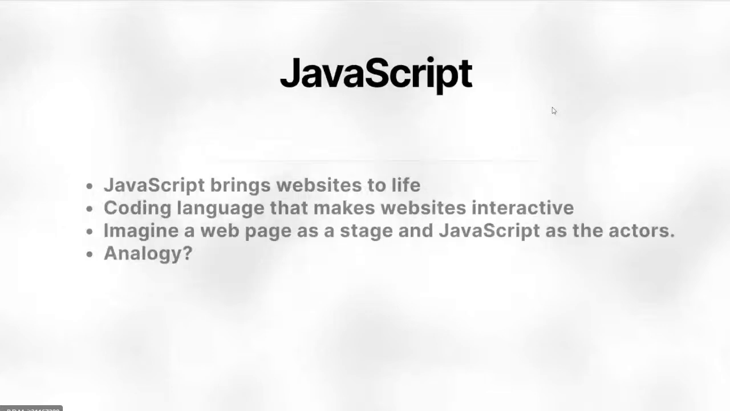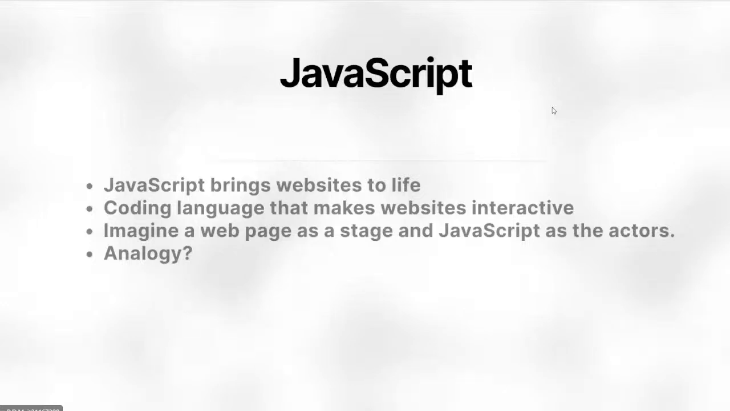So now let's talk about JavaScript. Coming back to the analogy of using a human body as the example, JavaScript is like the motor function. We have the skeleton, we have the muscles and skin, but the movement that a human does could be equivalent to what JavaScript does.